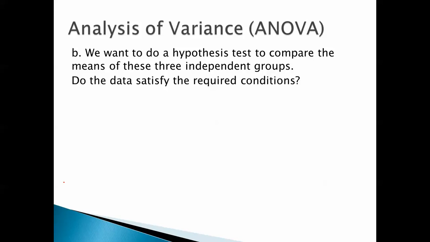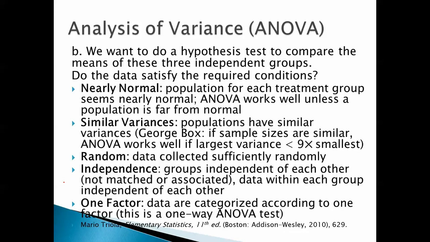We want to do a hypothesis test to compare the means of these three independent groups. Do the data satisfy the required conditions? So here's what we've got. Nearly normal: the population for each treatment group seems nearly normal. ANOVA works well unless the population is far from normal. Similar variances: populations have similar variances. George Box, the statistician, showed that if the sample sizes are similar, ANOVA works well as long as the largest variance is less than 9 times the smallest. That's a big difference in variances, so they don't have to be exactly the same.